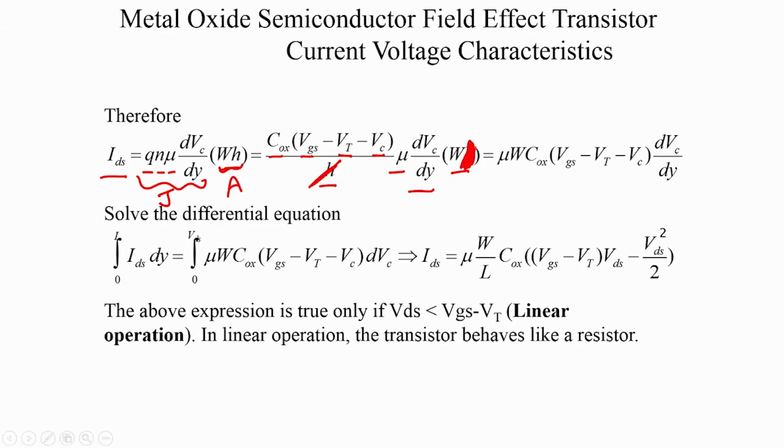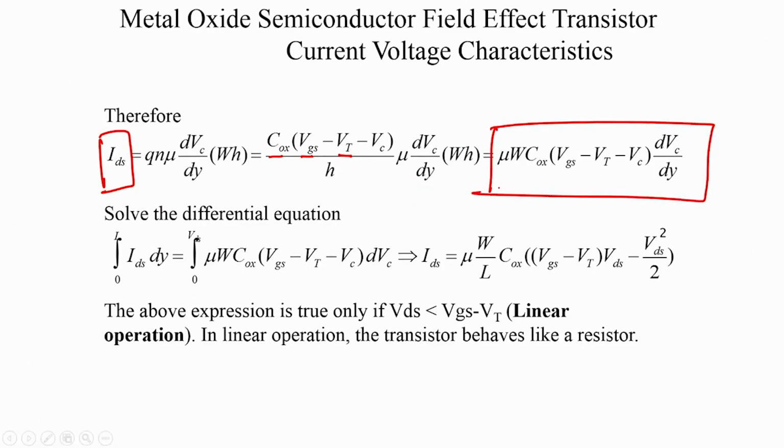So, even though our assumption on what H is and how we treat H was all arbitrary, we really do not need it, it just served to explain the situation, and therefore, you have this little differential equation that needs to be solved. You have IDS is equal to mu W Cox Vgs minus Vt minus Vc into dVc by dy.